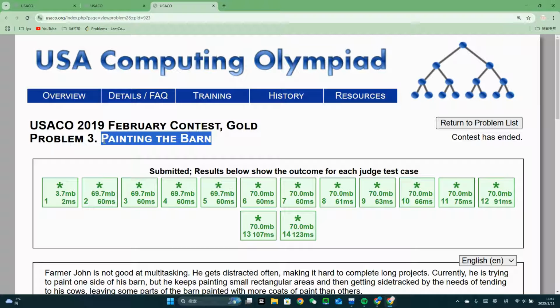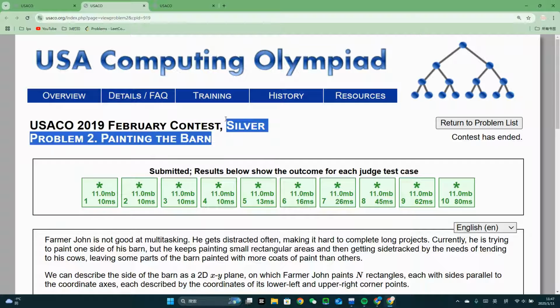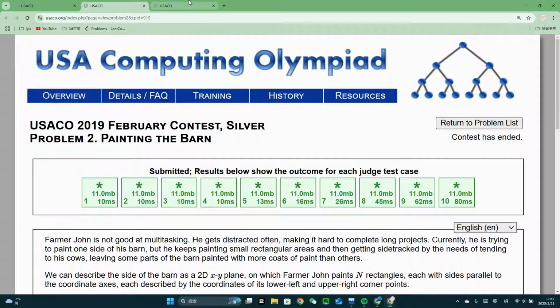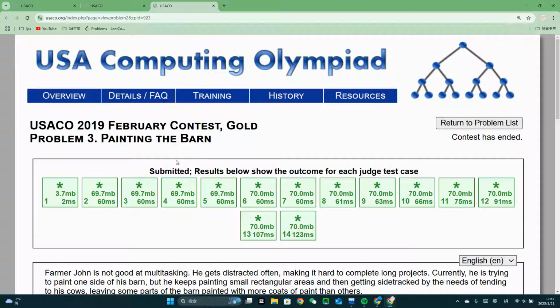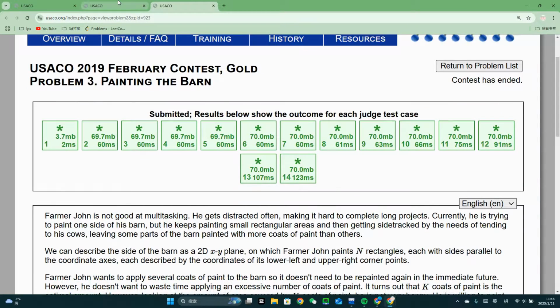Not only is the title the exact same, but also the technique used in the Silver version, which is 2D prefix sum, is going to be also used in the Gold version. So the Silver is basically the first step of solving the Gold. That's why I'm going to be doing a review on both of these problems today. So first of all, let's take a look at the Silver. And after we solve the Silver, let's get back to the Gold.